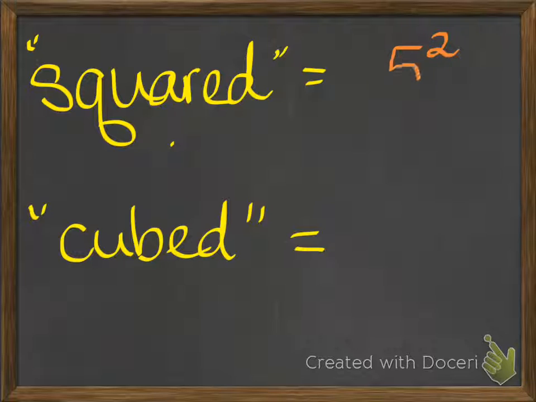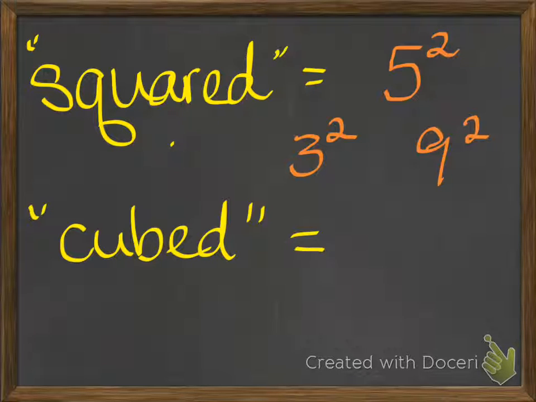So if we had 5 to the second power, that number is squared. So sometimes we read it like 5 squared. Or if we had 3 squared, we'd write it like that. Or 9 squared. That just means that number to the second power.